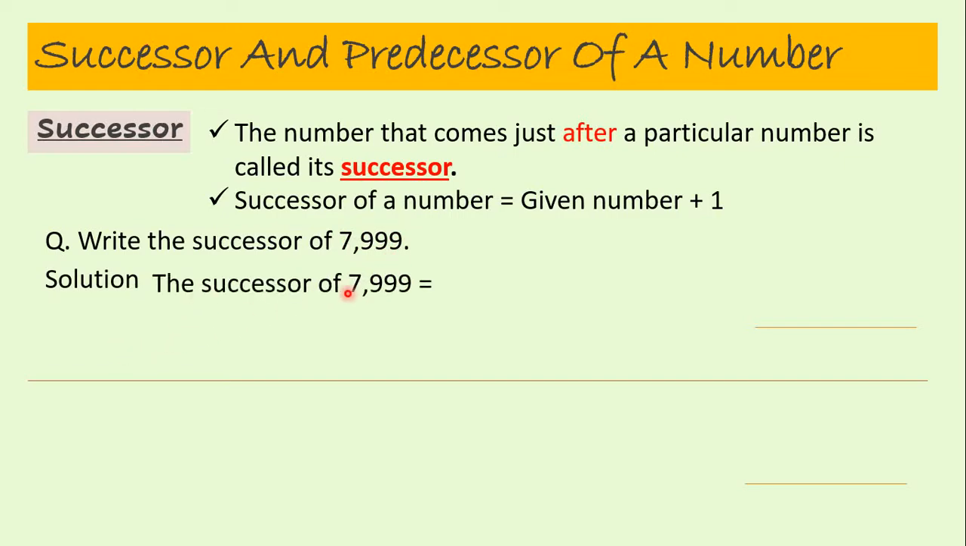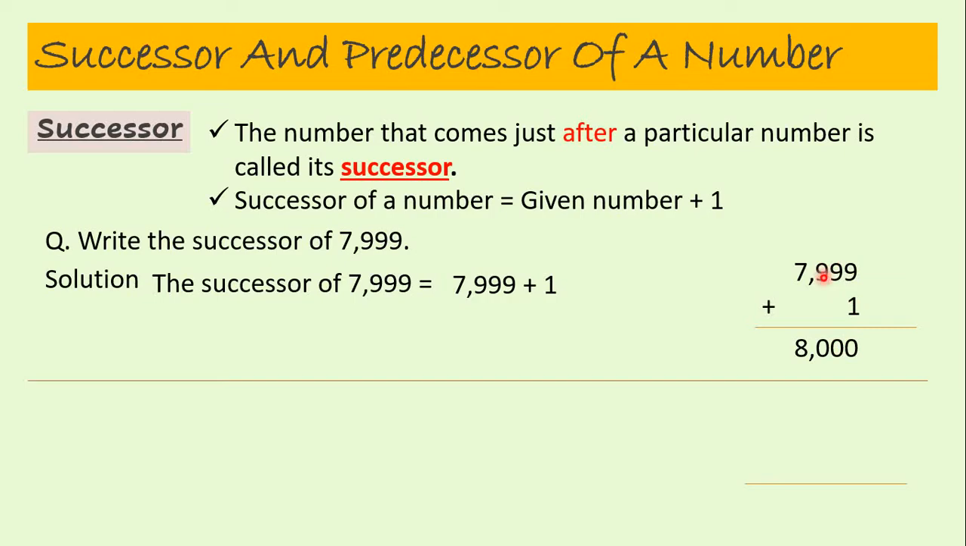Solution: the successor of 7999 equals to 7999 plus 1. Let's add 7999 plus 1. But where to place 1? 1 is a one-digit number. That means its place is ones. So below ones place, you need to put 1. Now add them. 9 plus 1 equals to 10. We need to keep 0 and we need to carry over 1. Again 9 plus 1 equals to 10. Give 0, carry over 1.